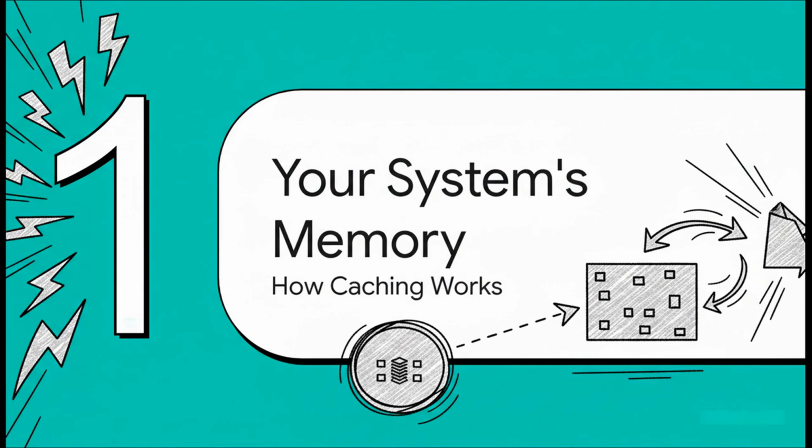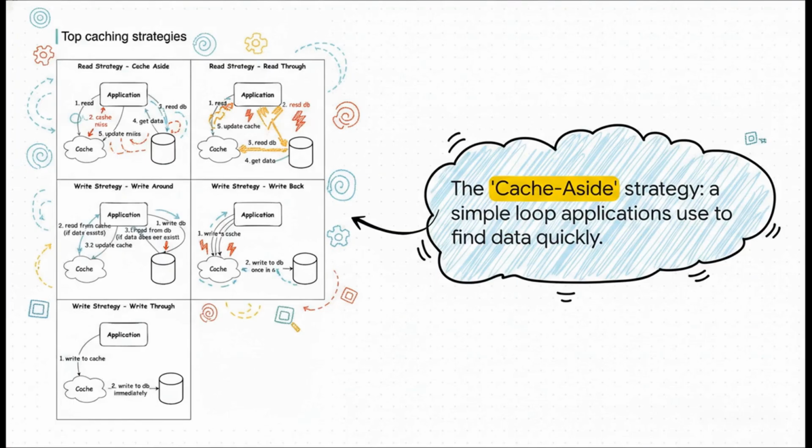Well, we use caching. You can think of it as a small, super fast pit stop for data. It keeps a copy of the stuff you're most likely to need right there, ready for lightning-fast access. This diagram here shows the most common way to do it. It's called cache aside. Let's just follow the flow.